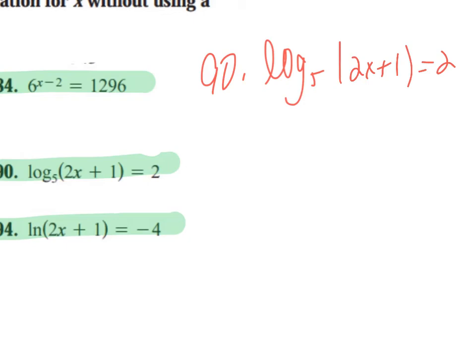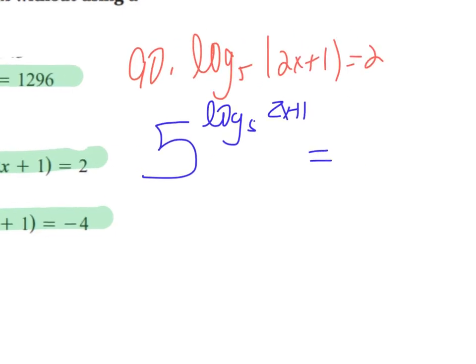Okay, do I have just one log on one side? Yeah, okay. So what's the opposite of log base 5? Big exponential 5. Then everything else goes upstairs, yes? So if I have a big base of 5 on the left, I have what? Big base of 5 on the right. Does everybody remember that? Yes, sir. So 5 and log 5 cancels out.